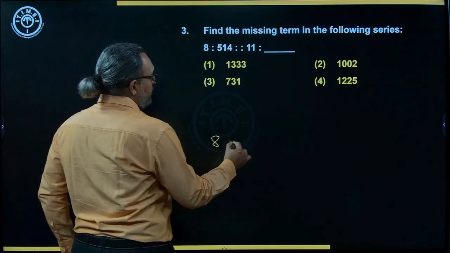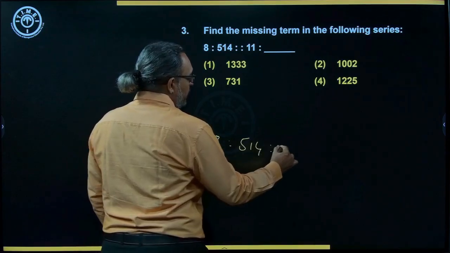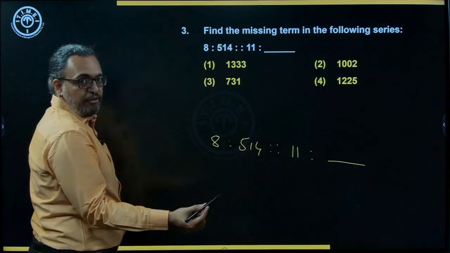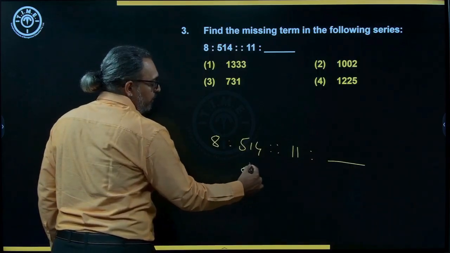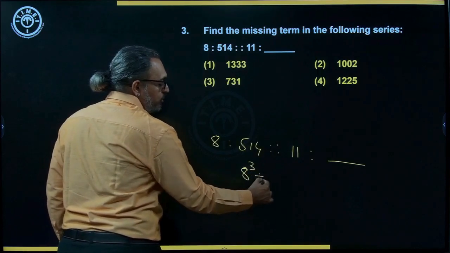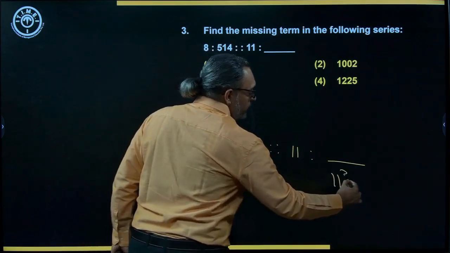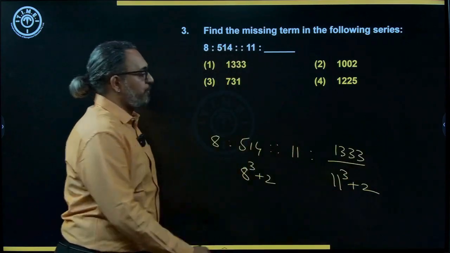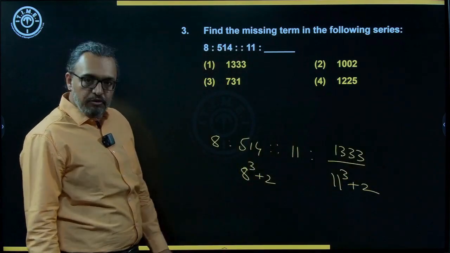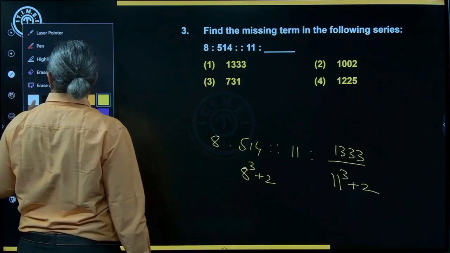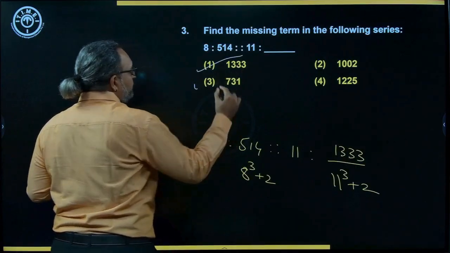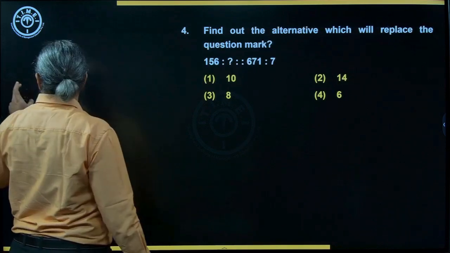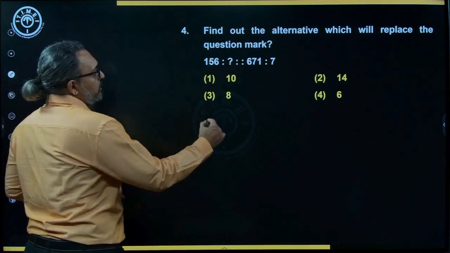Yeah. Then next, yes. Now you have 8 and 514. Similarly, 11 and blank. Now we know 514 is nothing but number close to cube. 8 cube is 512 plus 2. So same way 11 we have. So it is 11 cube plus 2. 1331 plus 2. 1333. And that's available in first option. And we choose that. Option 1. Correct?